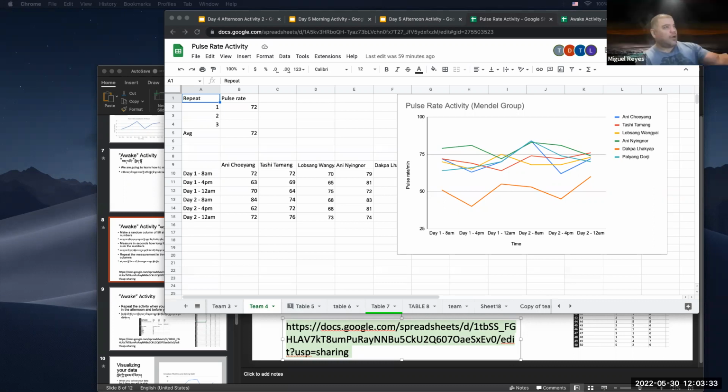So do you want to share with us what you did? So this is the heart rate activity. Each line represents a member. Can you hear? Yes, thank you. And so do you see your circadian clock oscillation throughout the different days?